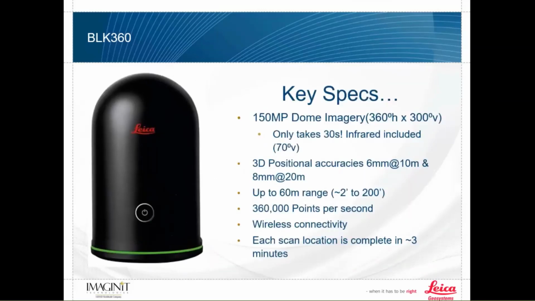Some key specs. So when we're looking at the scanner and what it's able to do, 150 megapixel dome, and essentially, what does it cover? Well, it covers 360 degrees horizontally and only 300 degrees vertically. So sometimes the question comes up with why? Why doesn't it capture a full 360 degrees?